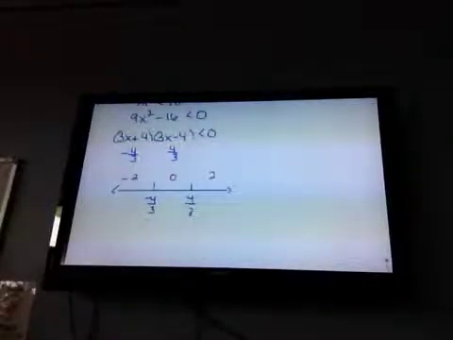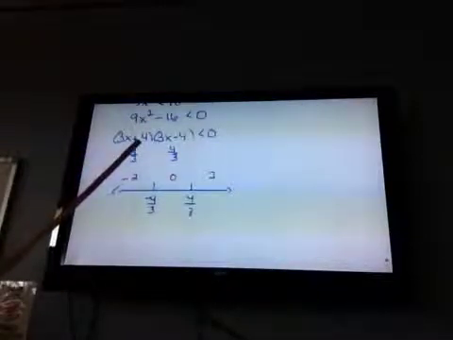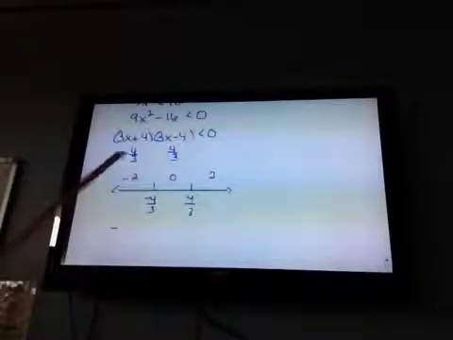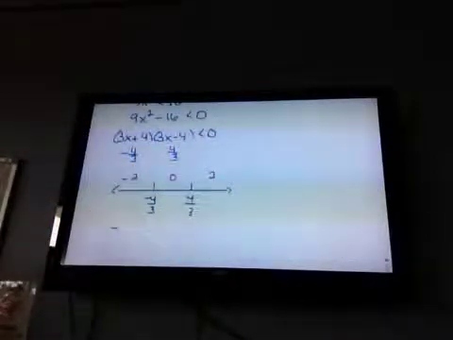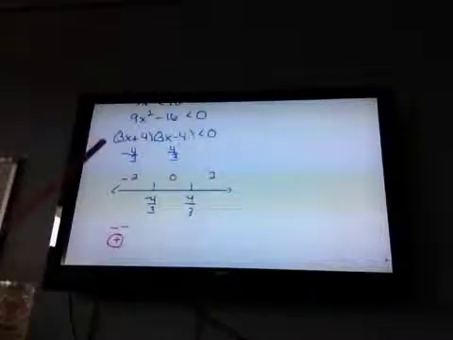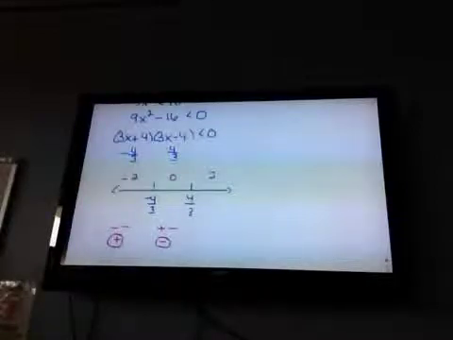Okay, so I plug it in. Plug in negative 2. 3 times negative 2 plus 4 ends up negative. 3 times negative 2 minus 4 ends up negative. Negative 6 minus 4, negative 10, which gives me a positive. When I plug in 0, 3 times 0 plus 4, positive. 3 times 0 minus 4, negative. And I end up with positive times negative.